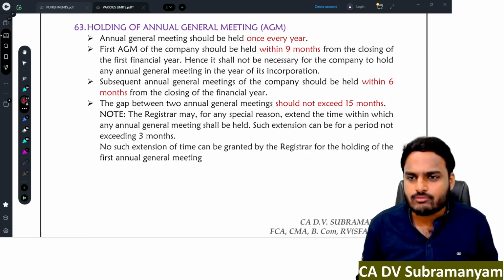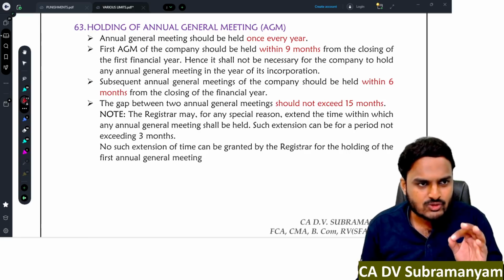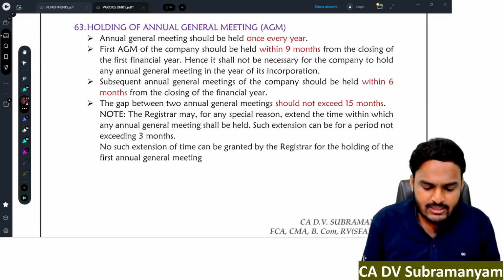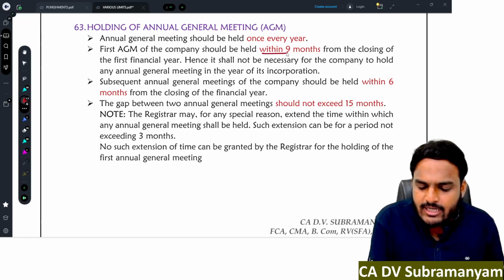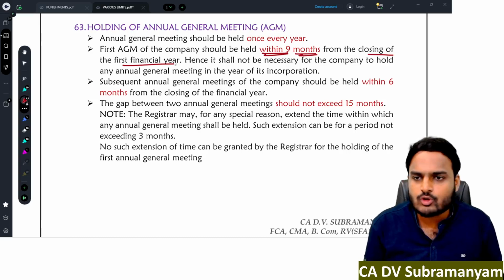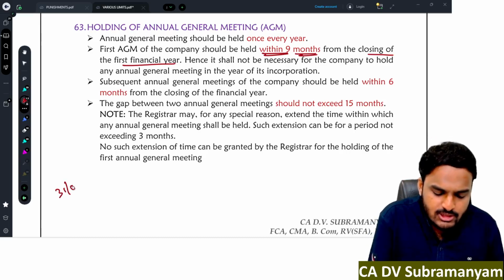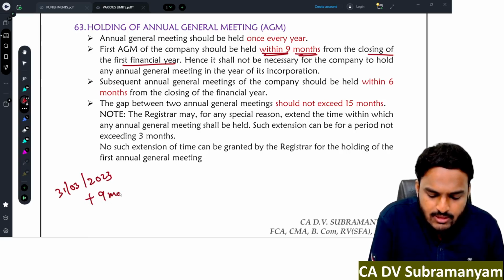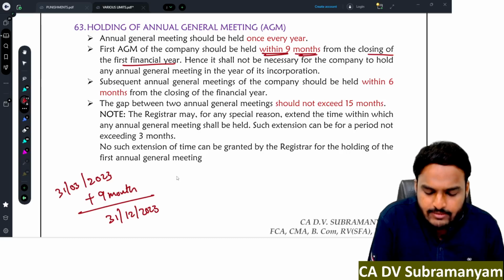Next one, holding of AGM. This is a very simple provision. Every year the company has to conduct one AGM. The first AGM shall be conducted within 9 months from the closure of the first financial year. So the first financial year closure date is 31st March 2023, sir. Add 9 months. So the due date of the first AGM is 31st December 2023.